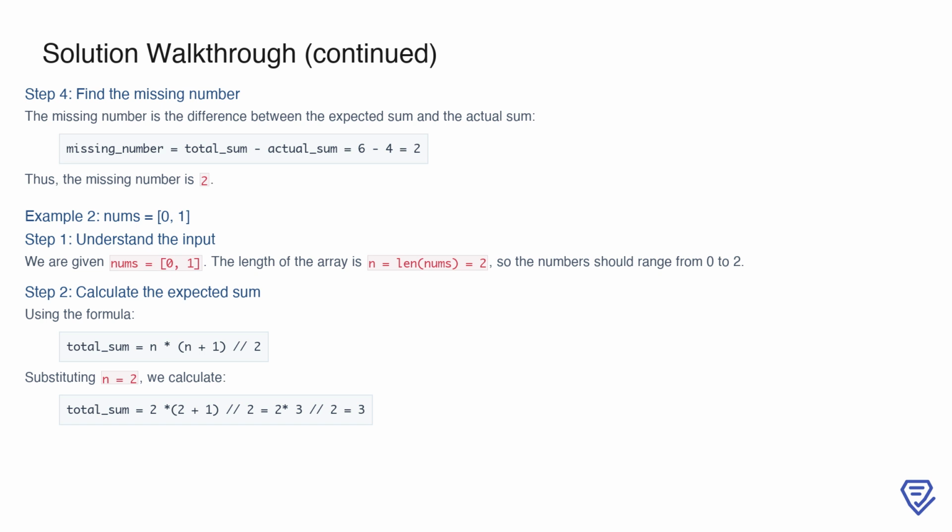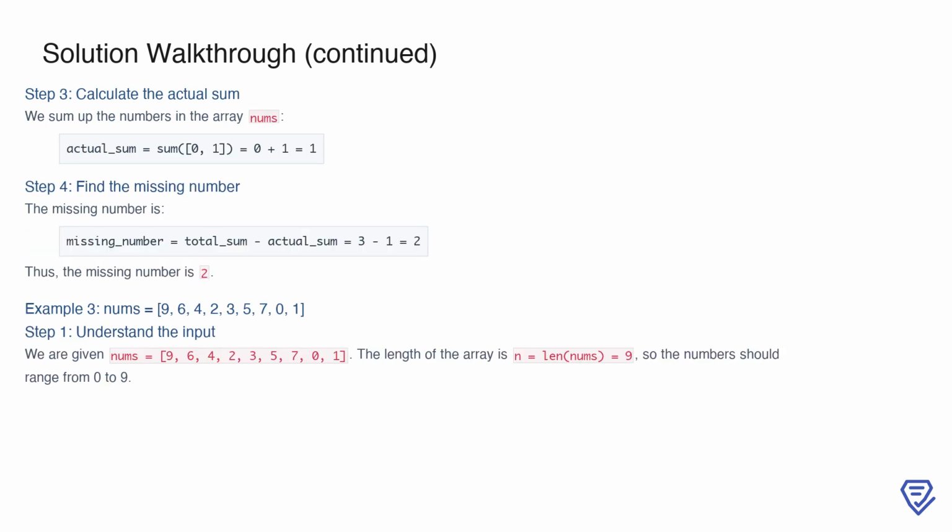Let's try another example. Here, we have nums = [0, 1]. This array has a length of n = 2, meaning the numbers should range from 0 to 2. Using the same formula for the sum of the first n natural numbers, we compute the expected sum as total_sum = n * (n + 1) / 2. Substituting n = 2, we calculate total_sum = 3. This represents the sum of numbers from 0 to 2.